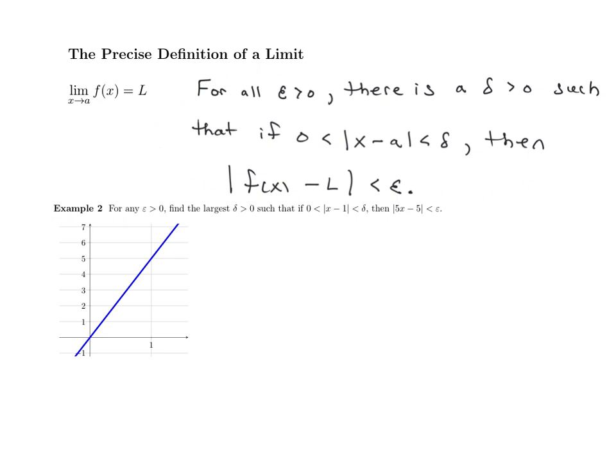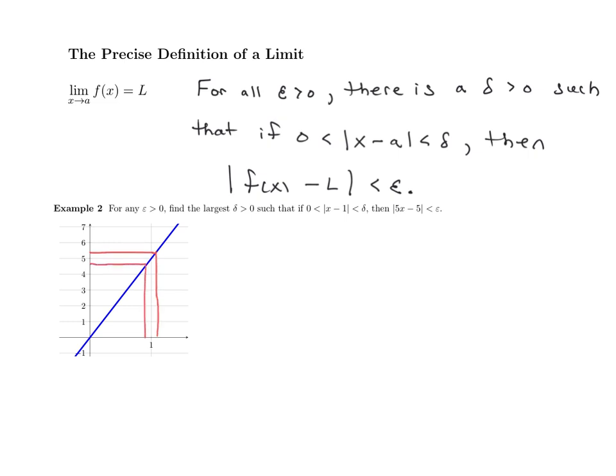Let's try it out in example 2. I'm going to put a distance of epsilon around the limit 5, and I want to find the corresponding distance I have to go around 1, so everything in here will get mapped to everything in here. Visually, it'll look something like this. I'm picking some positive distance around 5. It hits the graph and it goes down to the x-axis like this.